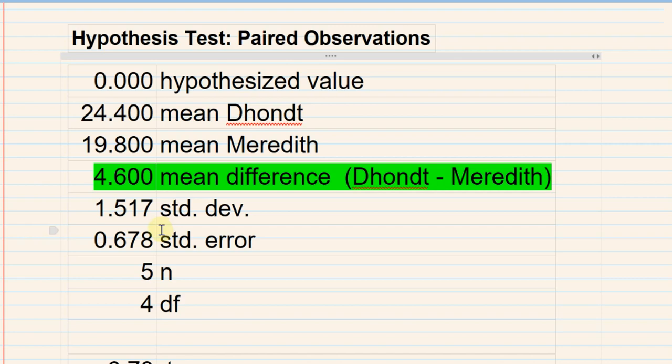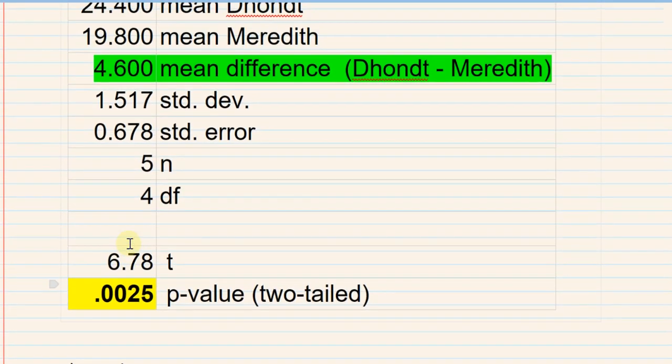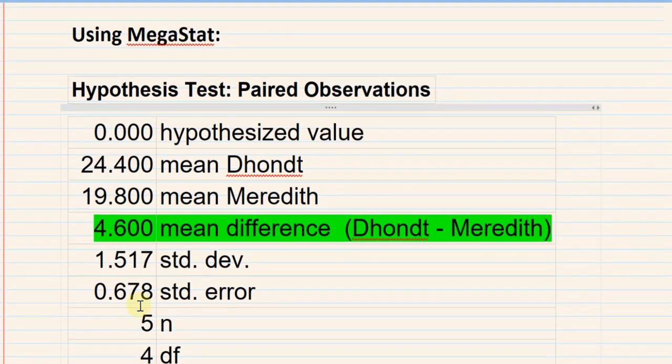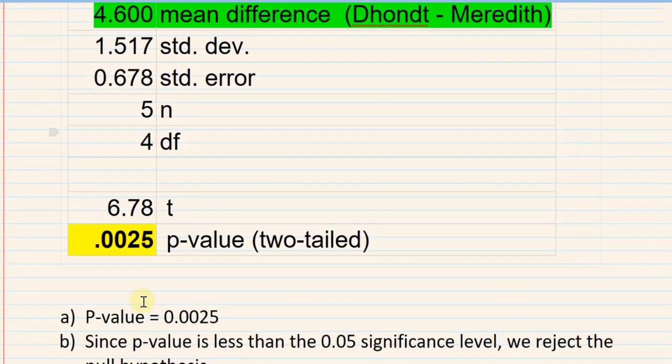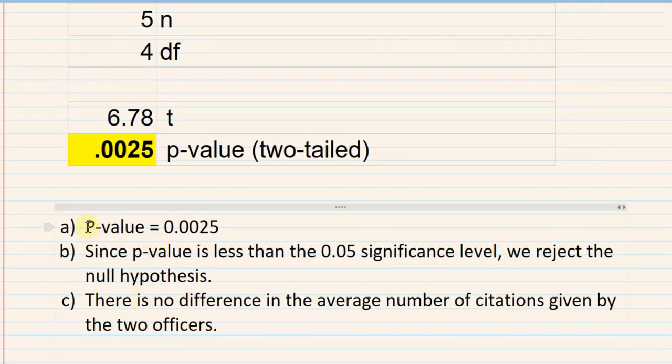Okay. And check out the p-value. The p-value is 0.0025. So that means there's 25 in 10,000 chance. We're going to reject this definitely. We have clear, convincing evidence. But there's 25 in 10,000 chance that we make a mistake when we say reject this null, and the means could still be the same in the long run. So the answer to part A, the p-value, is here from the output.